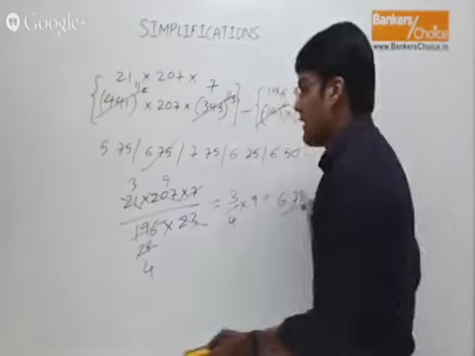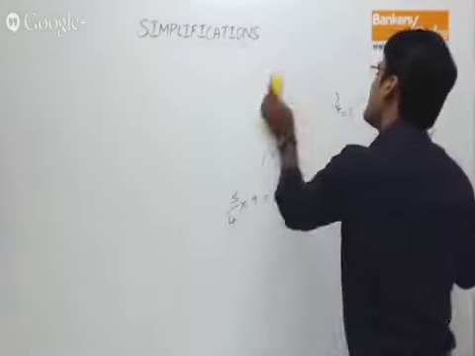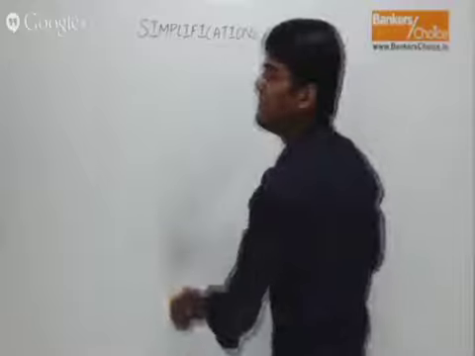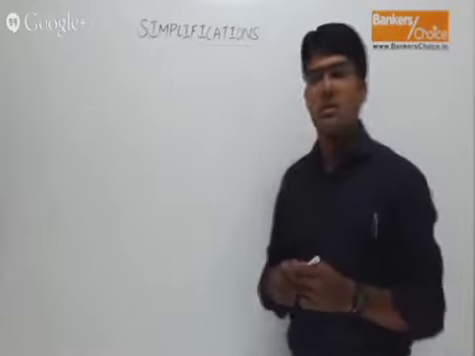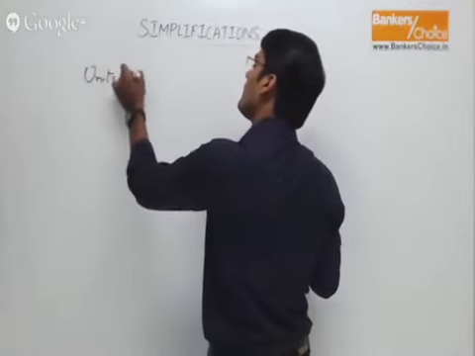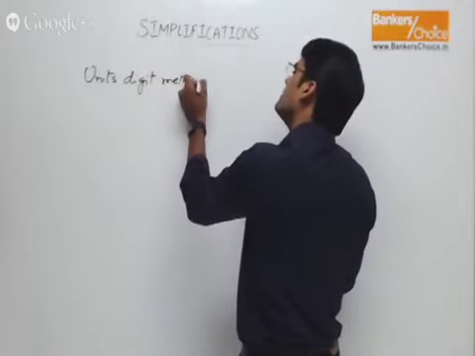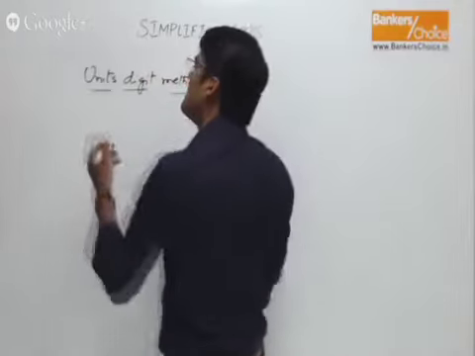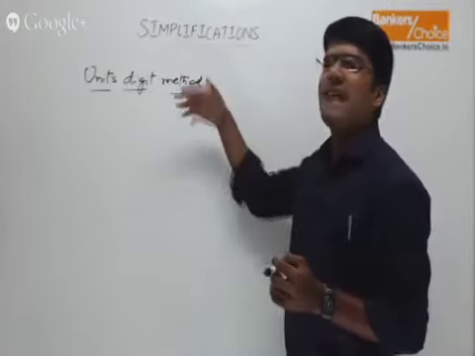Let's now move on to the next part. That is the units place method. Let me explain what is meant by the units place method. This is something which will be useful in eliminating the wrong answer options, right? Unit digit method or units place method, whatever you call it. This may not give you the answer always, but in certain cases, definitely you'll be able to find out the right answer.